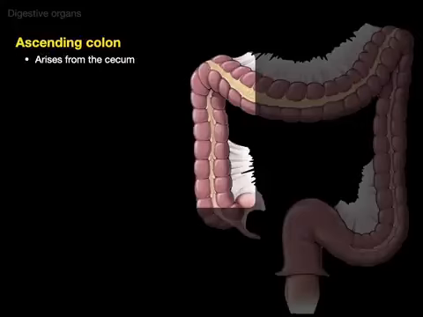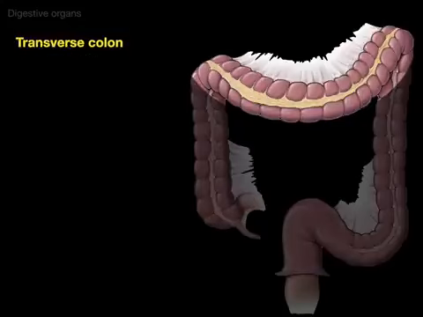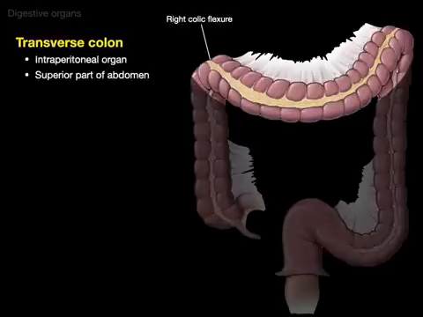The ascending colon arises from the cecum, courses vertically to the liver. It's on the right side of the abdomen, and it ends at the right colic or hepatic flexure. The transverse colon is an intraperitoneal organ. It's the superior part of the abdomen, and it courses from the right colic flexure all the way to the left colic flexure.